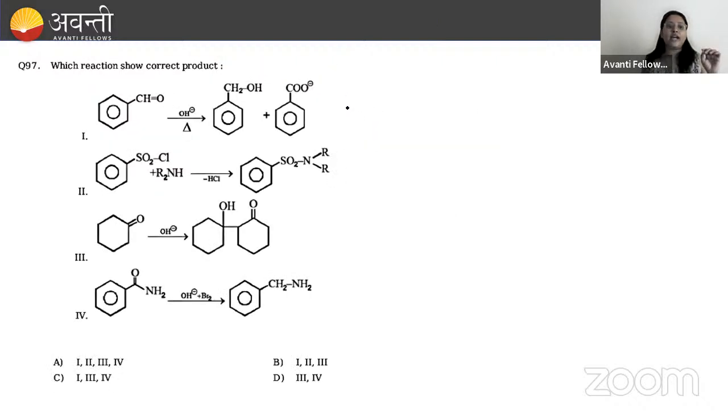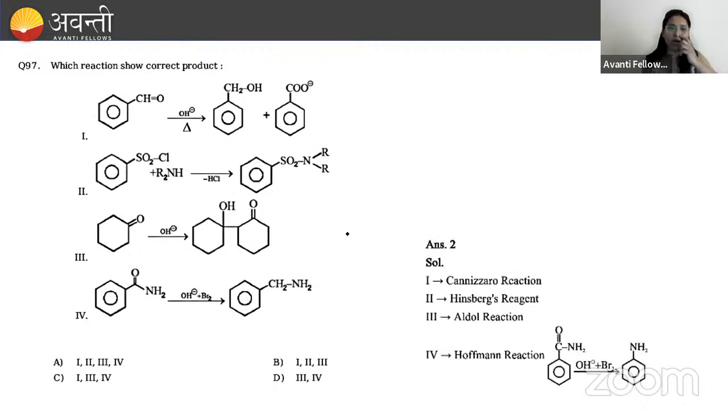Next, which reaction shows the correct product? So here A, B, C, D means 1, 2, 3, 4. These reactions are what? First reaction is the Cannizzaro reaction. Second reaction is Hinsberg's reagent. Third reaction is the Aldol reaction.